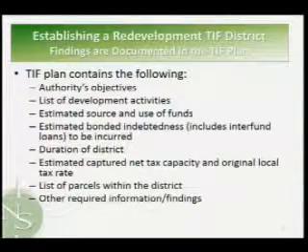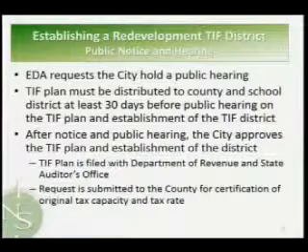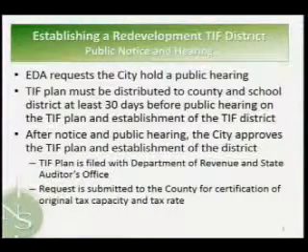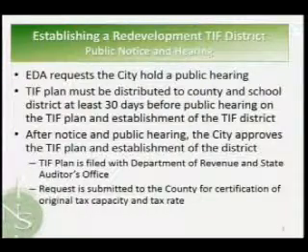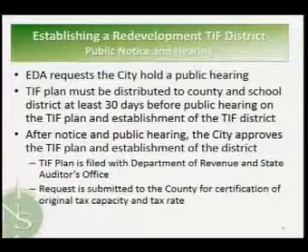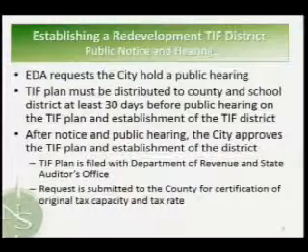You need to call out the specific parcels, and that relates to the findings. So once you determine which parcels, that all gets spelled out in the TIF district, along with some other required information. The EDA, the process would request the city to hold a public hearing. As part of the process, there is a notification to the county and to the school district. They don't get to veto or approve or deny it, but you do need to provide them notice, and that's 30 days.